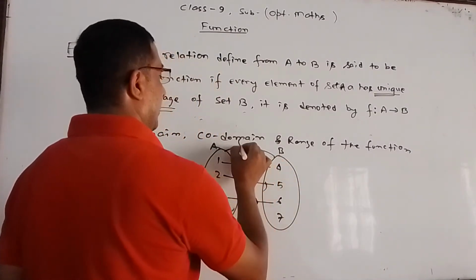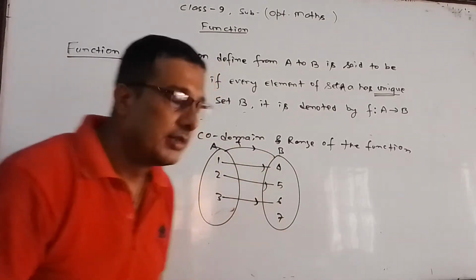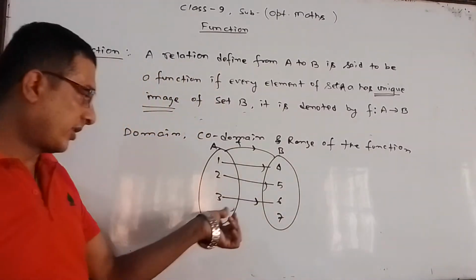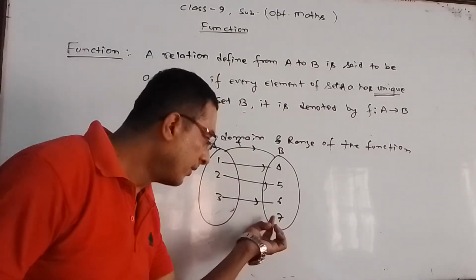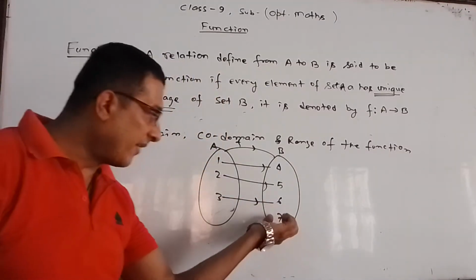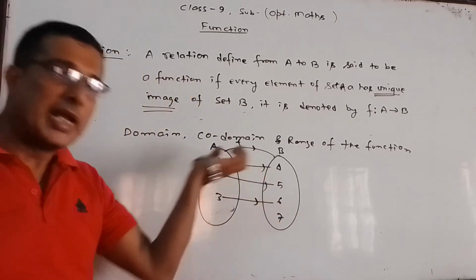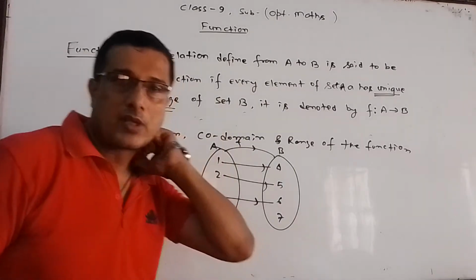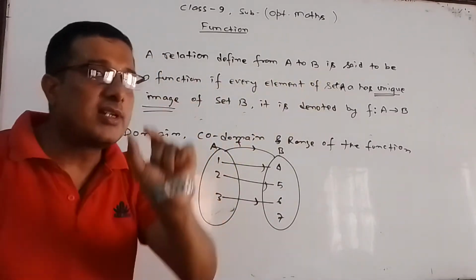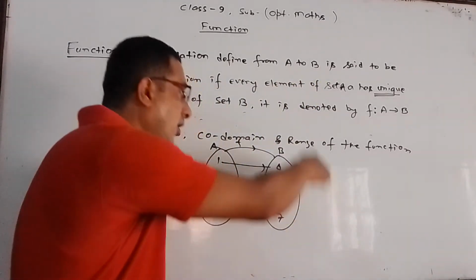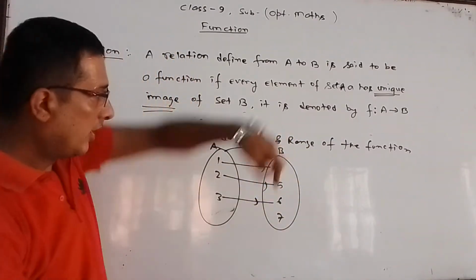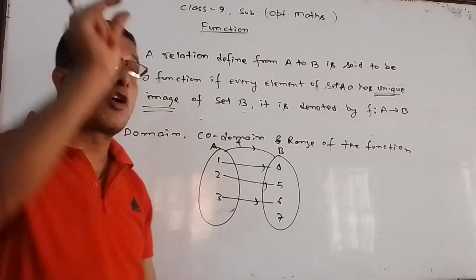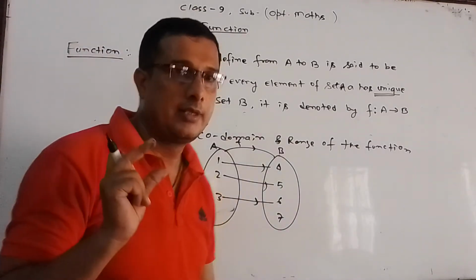It is a function. Maybe in your mind you wonder whether it is a function or not, because 7 has no pre-image. 7 is not mapped with any element of set A. So let us look at the definition. The definition is not defined according to B. Our definition is defined according to A.